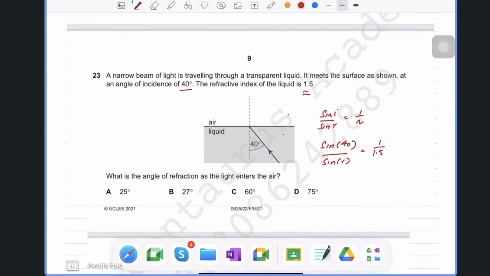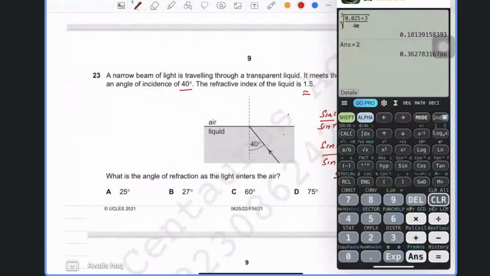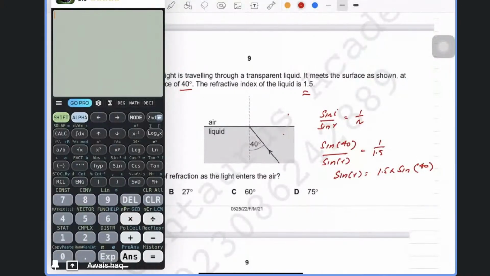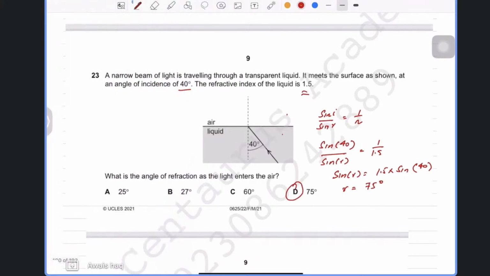Now, how do you find this? Obviously, it will be sine r equals 1.5 times sine of 40, and then we have to take the inverse of sine. So if you don't know how to do that, let me show you this. Generally what you do is you write 1.5 times sine of 40, and then you press shift, sine, it will give you sine inverse, and you can put the answer inside. And now r is going to be 75 degrees, which is this answer. All right, is it clear, everyone?